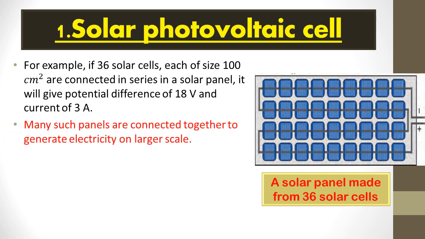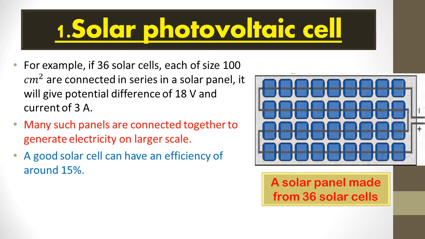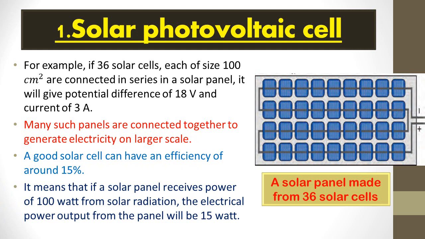Alright, and many such panels are connected together to generate electricity on a larger scale. A good solar cell can have an efficiency of around 15%, and it means that if a solar panel receives power of 100 watt from solar radiation, the electrical power output from the panel will be 15 watt. That is large.